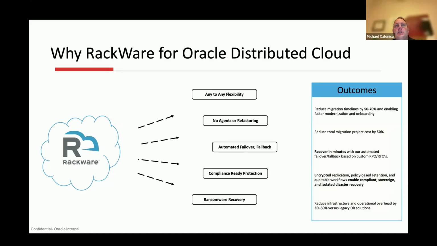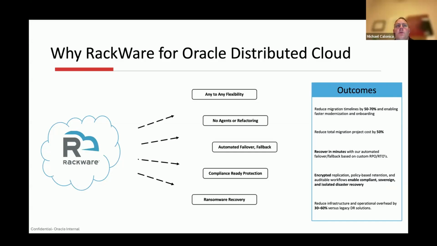When we think about this, again, just as a recap, so any-to-any flexibility, RackWare seamlessly migrates any workload from any source, whether it's VMware, Hyper-V, KVM, bare metal, or cloud into Oracle Cloud, or C3, or Dedicated Region, or Alloy, without refactoring or lock-in. With no agents and no friction, it makes it very simplified. So that means there's going to be no production disruption, simplified change control, and faster security and compliance approvals.